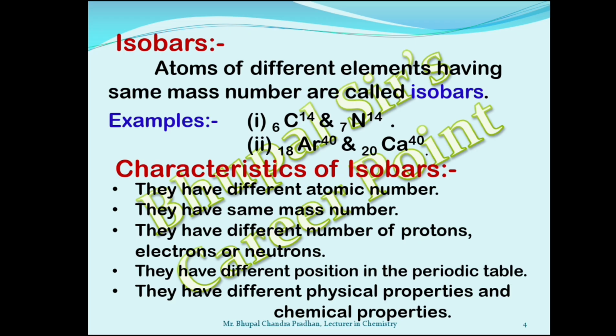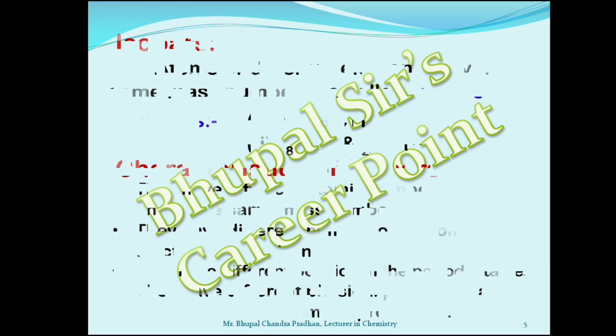Isotopes have same position in the periodic table but isobars have different position in the periodic table. Isotopes have same chemical properties but different physical properties, but in case of isobars they have different physical and chemical properties. In this way we can write down the differences.